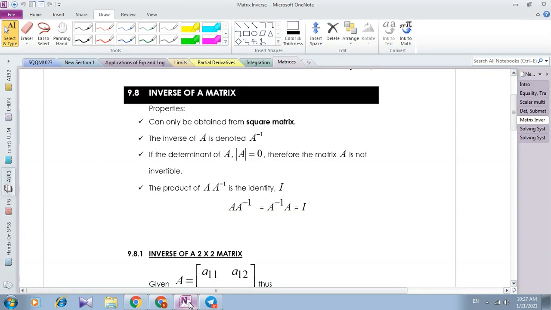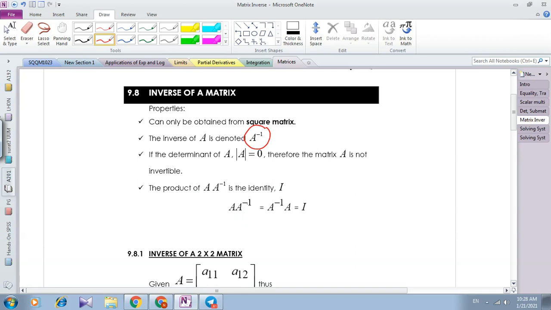Okay, once again, to find the inverse of a matrix, it must be a square matrix. The inverse is denoted by A negative 1. And the next fact: if the determinant is 0, therefore the matrix A does not have any inverse. The product of A and its inverse is identity.